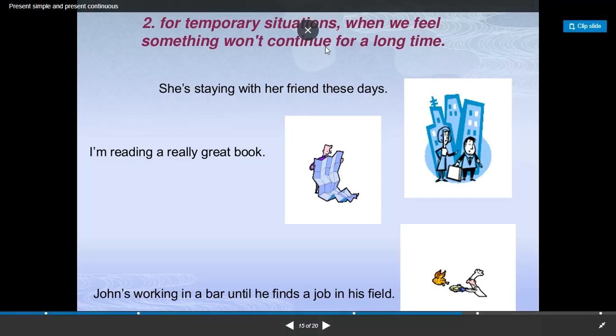We also use it for temporary situations, when we feel something won't continue for a long time. She's staying with her friend these days. I'm reading a really great book. See, this is a book. John is working in a bar until he finds a job in his field.